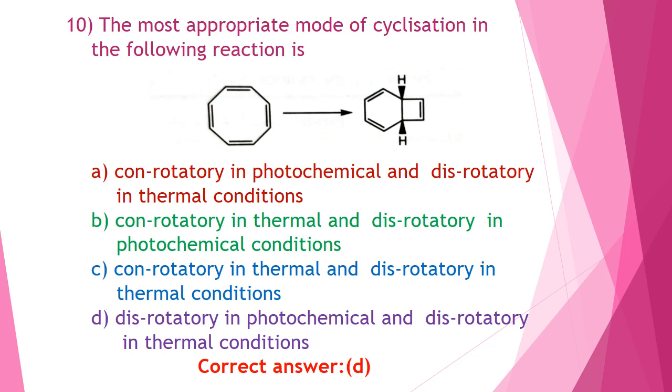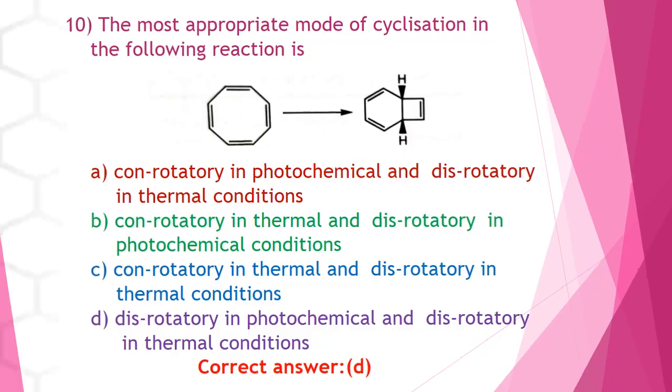If it is a photochemical reaction, 4 electrons are involved, it is disrotatory. If it is a thermal reaction, 6 electrons are involved and it is disrotatory. And it may be used for the next question also.